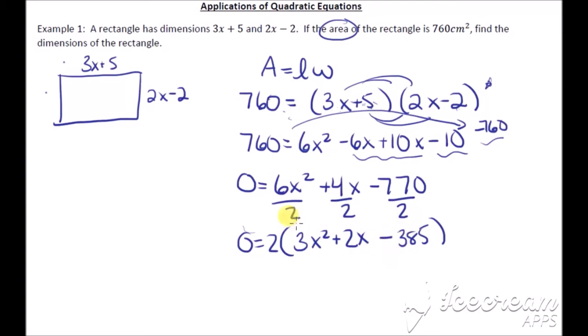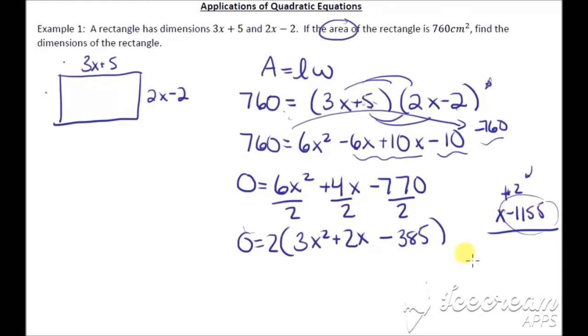The coefficient of x squared is 3, so we're going to use decomposition. What number multiplies to negative 1155 and adds to 2? My little trick with this: we need two numbers that are very similar, because the difference between them is going to be 2. So what I usually do is I root the number, and when I root it, I get 33.9852, something really ugly.